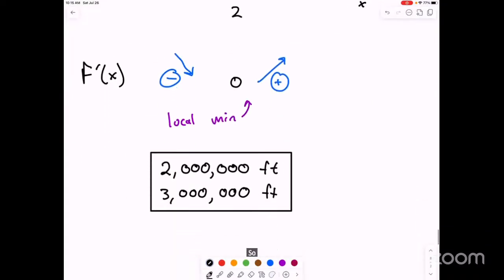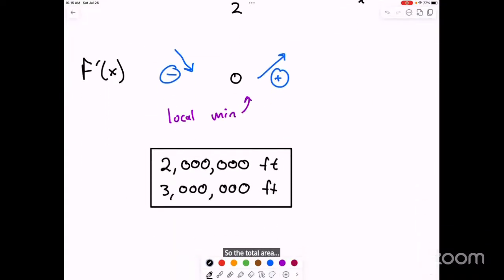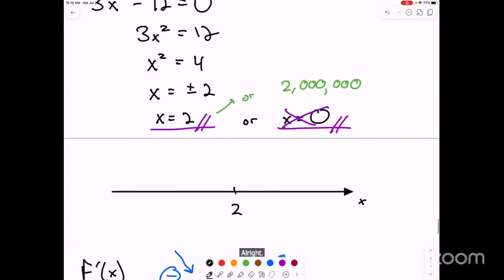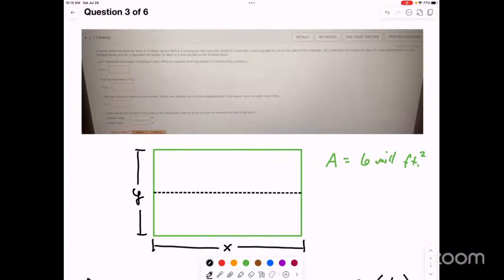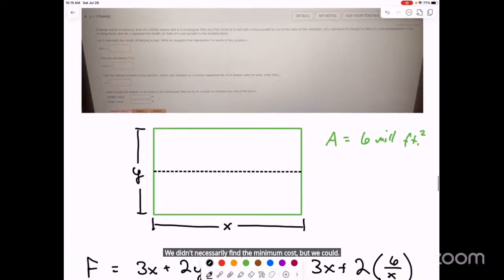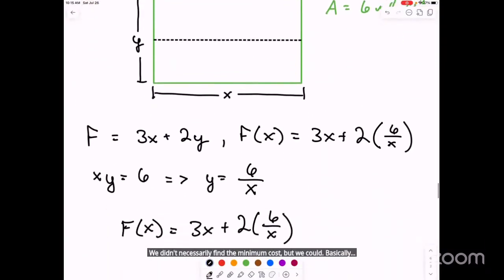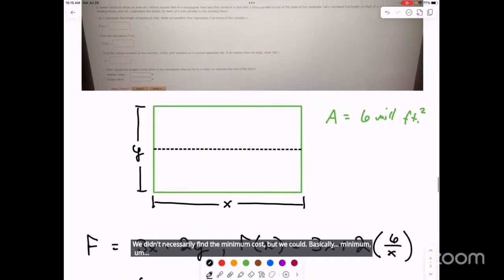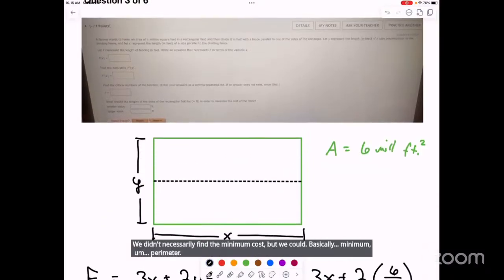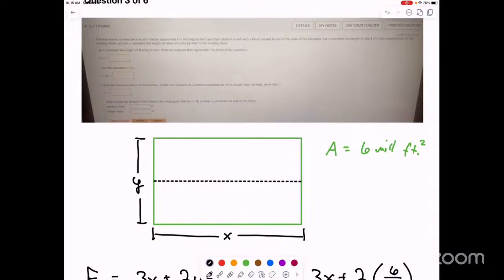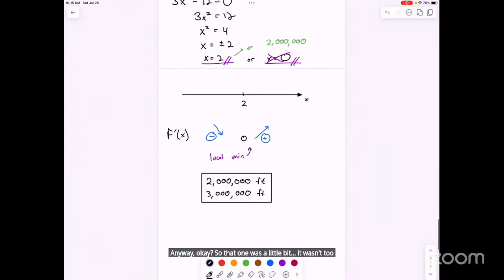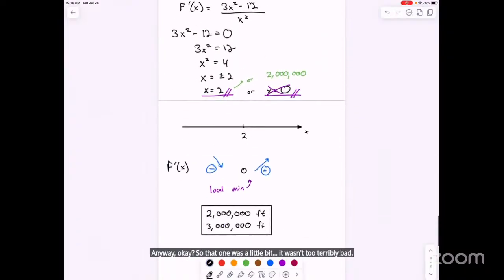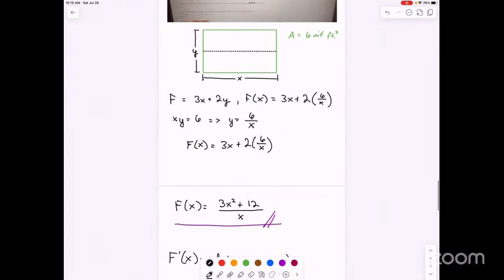So the total area, 2 times 3 is 6. All right, 6 million feet. We didn't necessarily find the minimum cost, but we could. Basically, the minimum perimeter. Anyway, okay. So that one wasn't too terribly bad. I'm not getting the whole thing here, but that's okay.